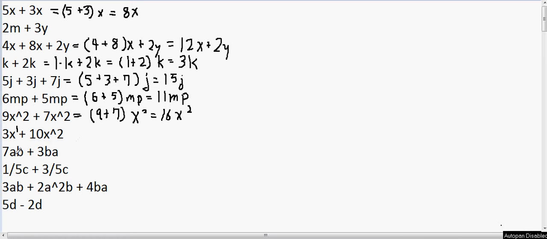Next, we have 7ab plus 3ba. The two terms are 7ab and 3ba. If we compare the variable parts for these two terms, we have ab and ba. You might notice that they both share the same letters, but they're in different orders. One of the properties of real numbers is that we can rearrange any numbers or variables multiplied together, and it's called the commutative property of multiplication. We can use that to rearrange the variables.